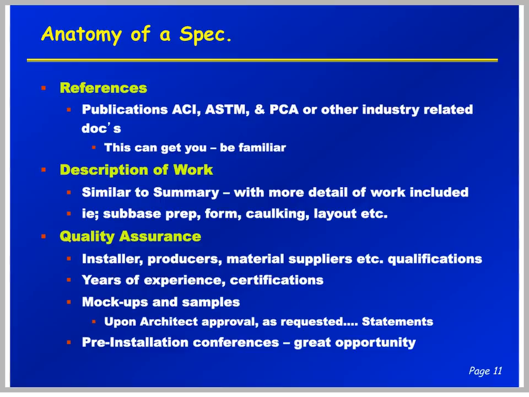References. This is where they pull in publications like ACI, ASTM, anything related to PCA or other documentations. This is where they can pull in lots of volumes, and you need to be familiar with it. All they need to do is simply list an ACI number. Description of work, similar to summary with more detail of the work included. Quality assurance, this is where you might list installers, producers, material suppliers, qualifications, years of experience, possible certifications that you might need, mock-ups and samples that might be required, pre-installation conferences also can be mentioned here.